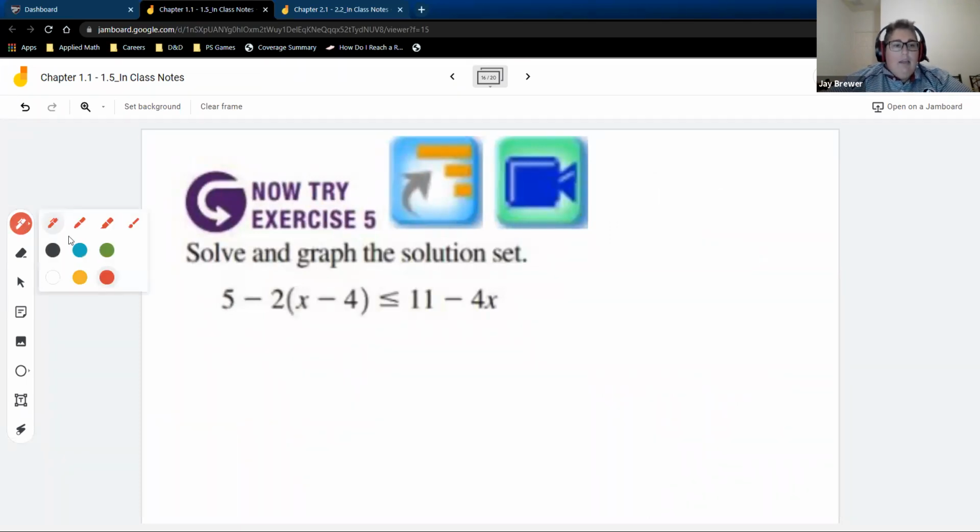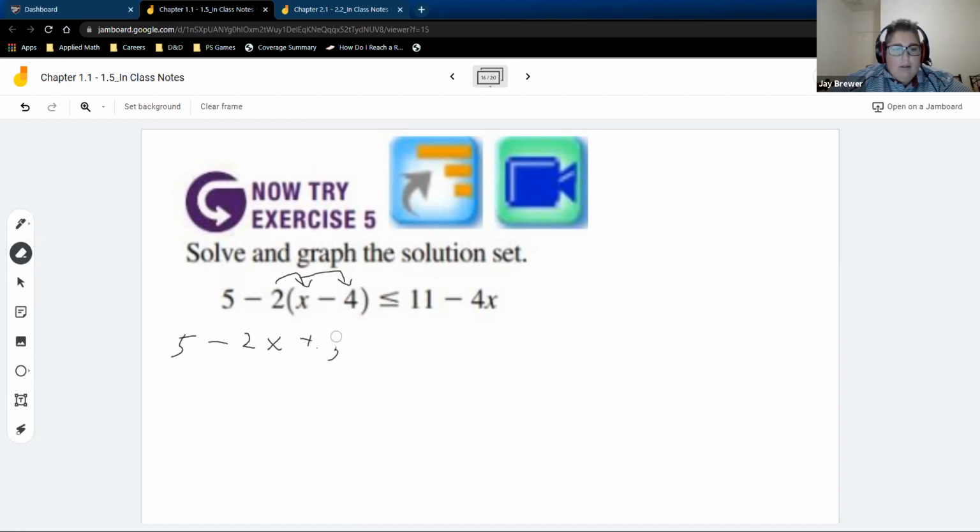All right, here we're kind of going back to that same idea that we had before where we have to distribute. It's going to be the same thing that you guys have been doing, except now we're doing it with an inequality attached to it instead of an equal sign. That's really the only difference. We're still going to combine the same. So 5 plus 8 will give us a 13.